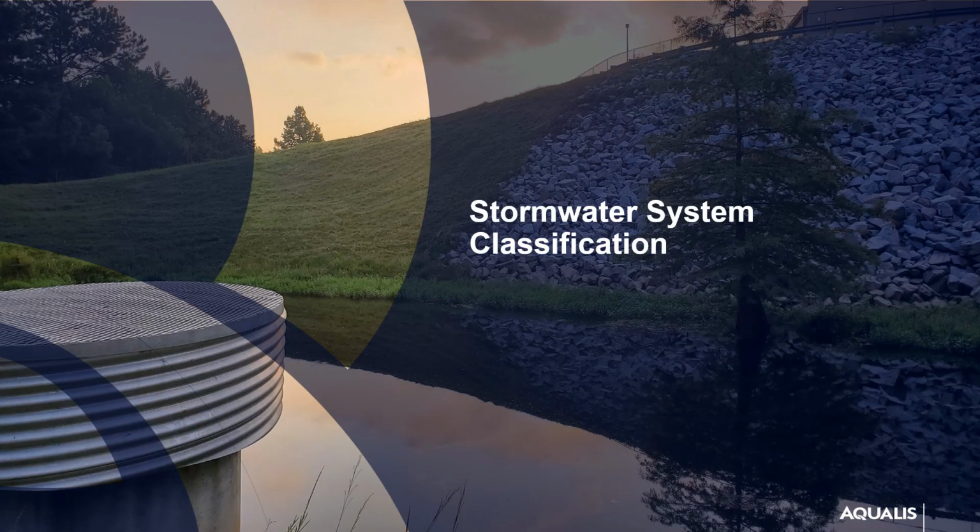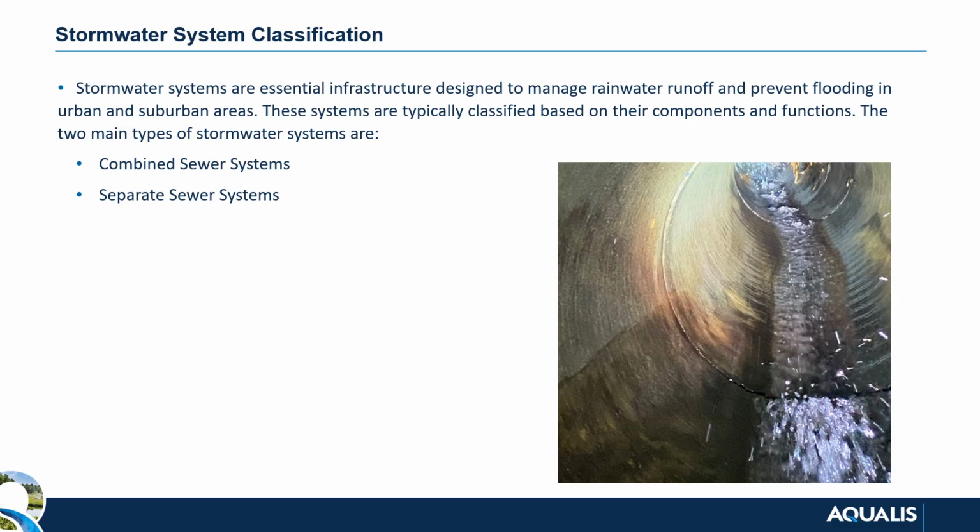Next, we have stormwater system classifications. Stormwater systems are essential infrastructure designed to manage rainwater runoff and prevent flooding in urban and suburban areas. These systems are typically classified based on their components and functions. The two main types of stormwater systems are combined sewer systems and separate sewer systems.